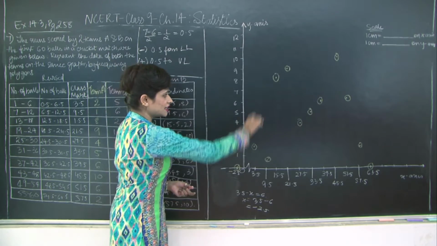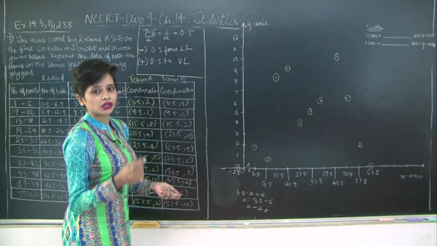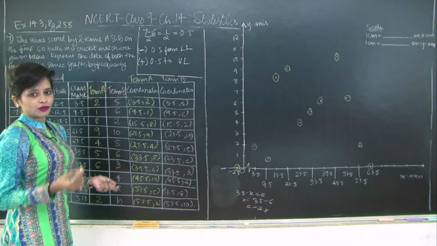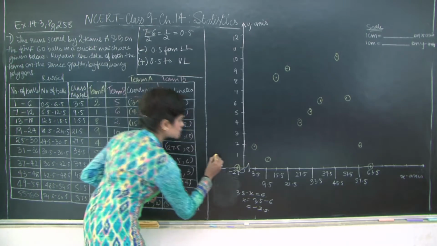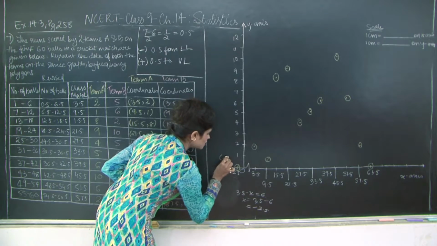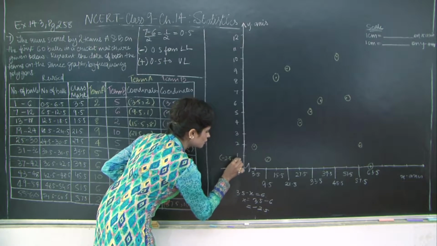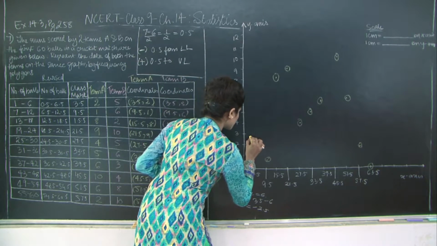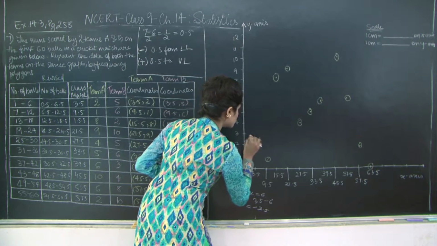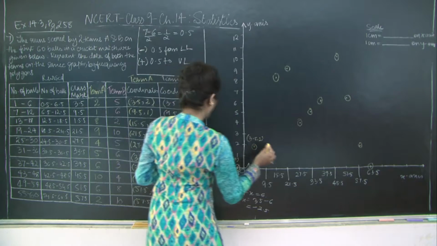Now connecting these coordinates will give us the frequency polygon for team A. But before that, let's write down the coordinates and then connect these dots. So this is going to be minus 2.5 comma 0. Then I have 3.5 comma 2. Then 9.5 comma 1.